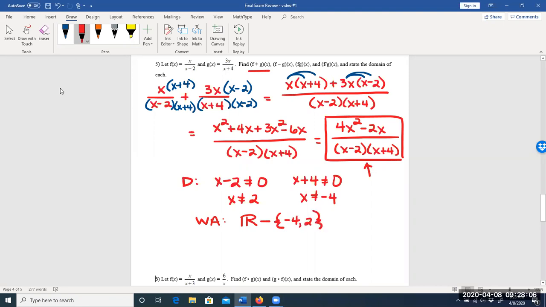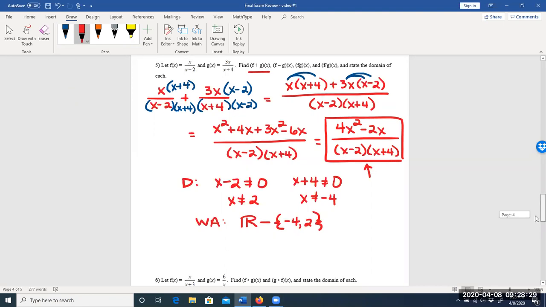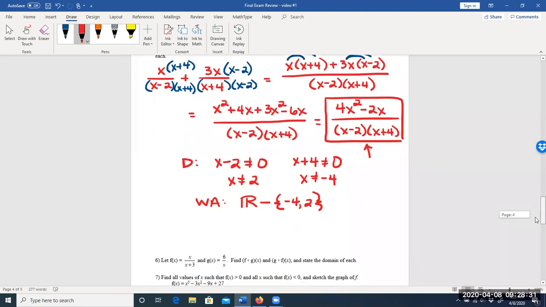This means the set of all real numbers, but remove from that set the numbers negative 4 and 2. So they're basically saying the domain is all real numbers except negative 4 and 2, which is really the way we've written it as well, but that's just how they write it in WebAssign. So you'll want to be familiar with that notation.